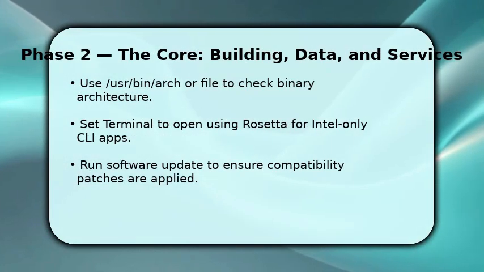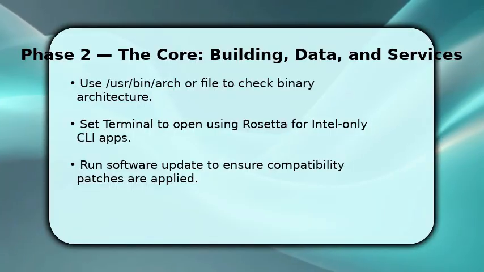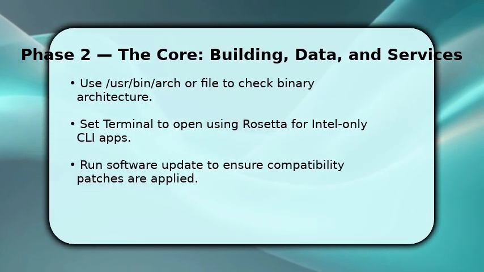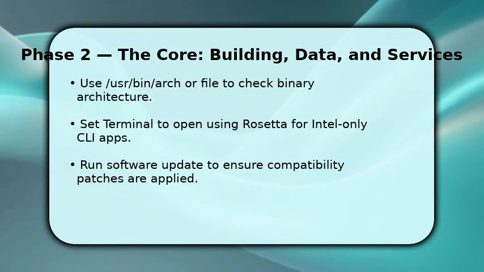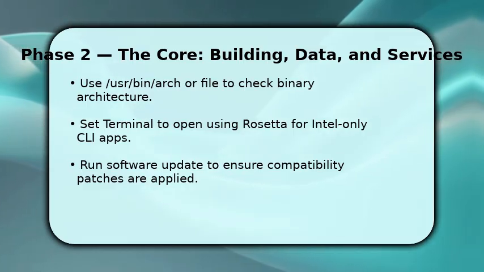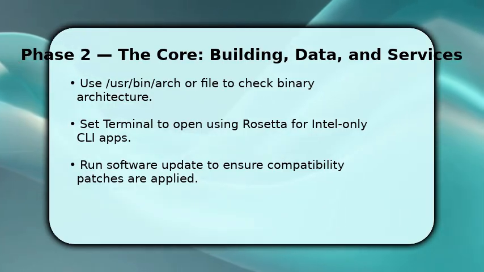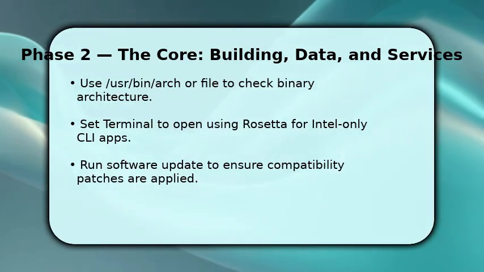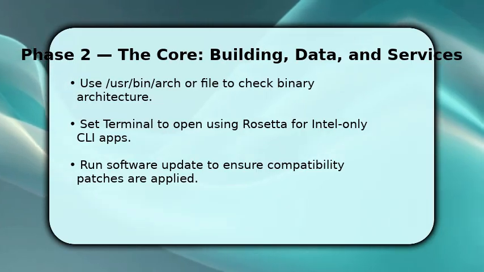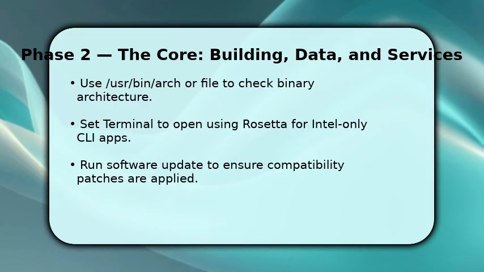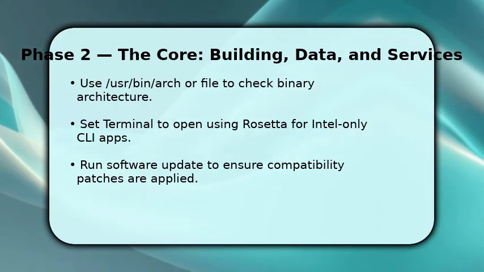Once Rosetta is installed, verify behavior by inspecting the app or binary architecture. Use file or /usr/bin/arch to confirm Intel x86_64. If you run CLI tools that require Intel, make Terminal run under Rosetta by duplicating Terminal in Finder, get info, and check Open using Rosetta.